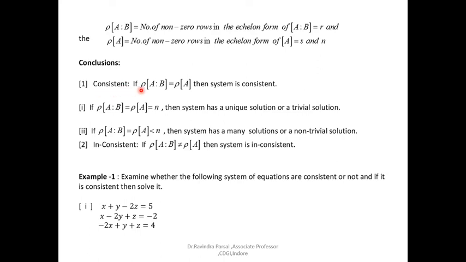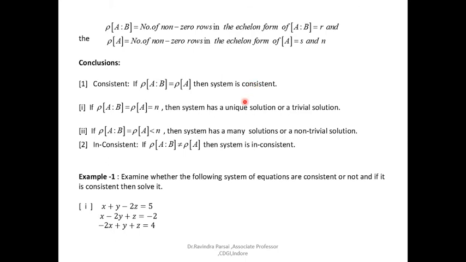You mainly have two conclusions: first is consistent and second is inconsistent. Consistent means the system has a solution, and inconsistent means the system has no solution. Whenever you are given a system of linear algebraic equations, a solution may or may not exist. So our first case arises: if the rank of the augmented matrix equals the rank of the coefficient matrix, then the system is consistent. Consistent means the system has a solution.